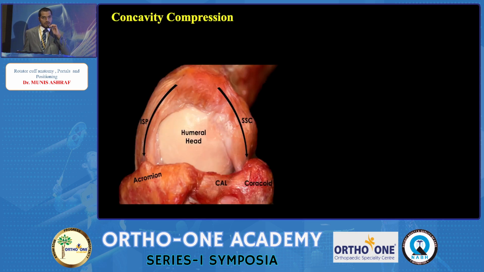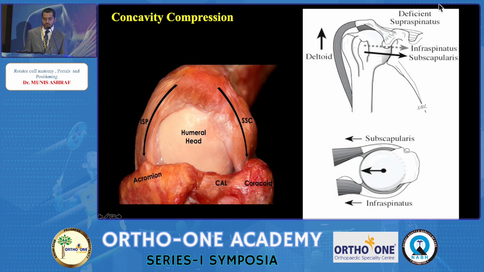Now the biomechanical role of the cuff is a concavity compression principle. We have the anterior cuff and posterior cuff. It centralizes the humeral head into the glenoid joint, and we have the supra on top, which again prevents superior migration. So this is a concavity compression principle, bringing the humeral head into the cavity.